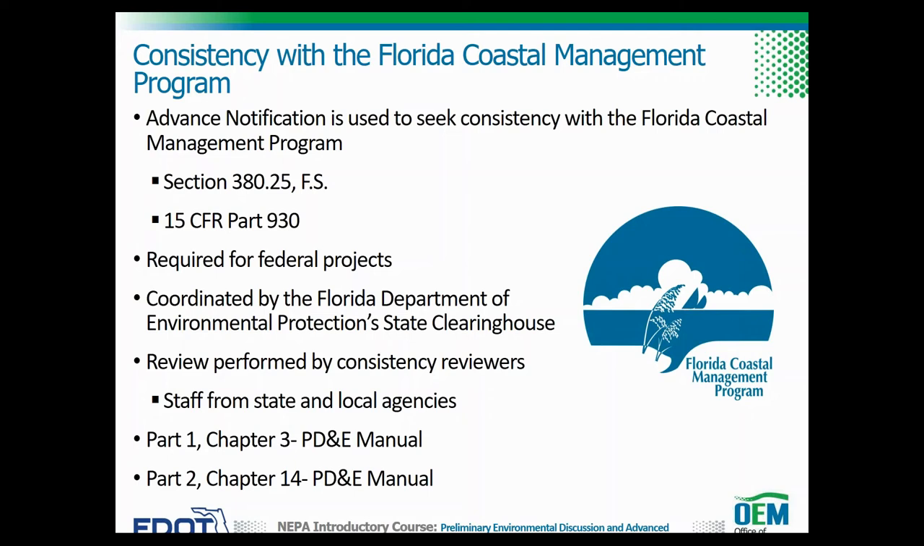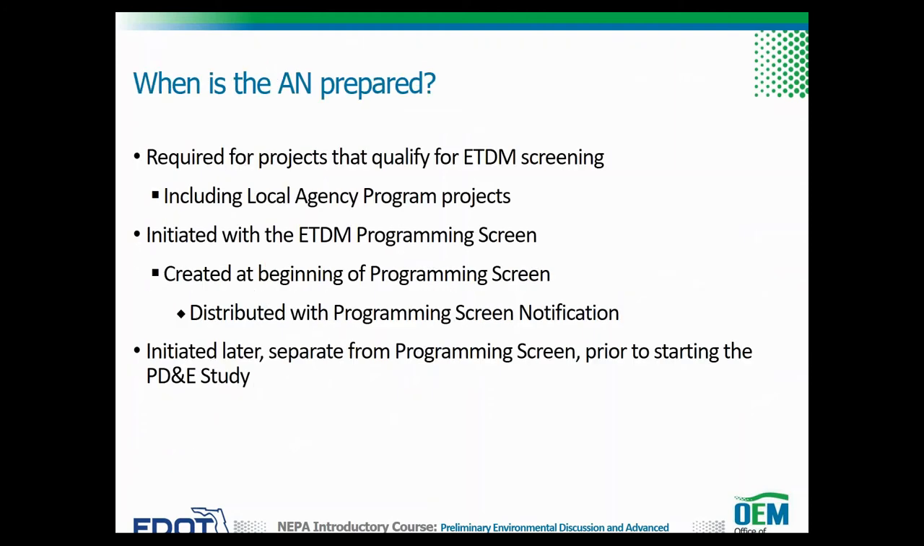Consistency reviewers from state and local agencies perform the consistency review. Through agreement, FDOT and the State Clearinghouse have incorporated this review into the AN process. The AN is thus the initiation of the consistency review. We will discuss this further when we go over the review of the AN later in this lesson. More information on the Federal Consistency Review can be found in Part 1, Chapter 3 of the PD&E Manual, and Part 2, Chapter 14 of the PD&E Manual provides guidance on documenting this review during the PD&E phase.